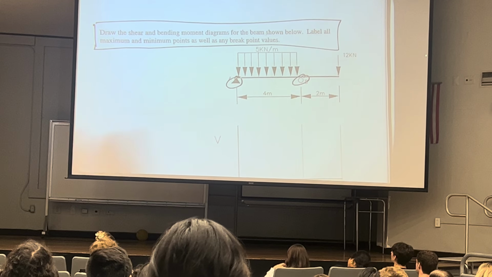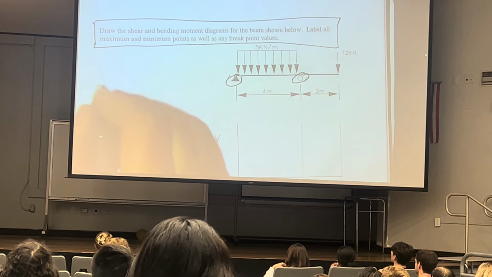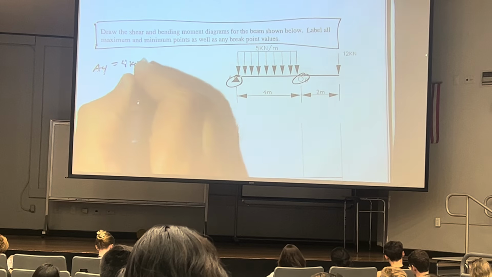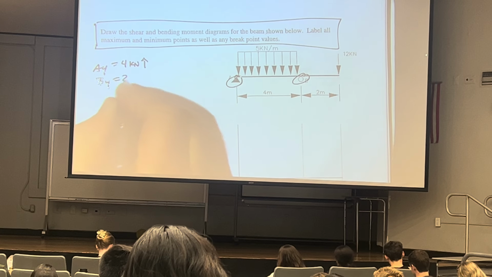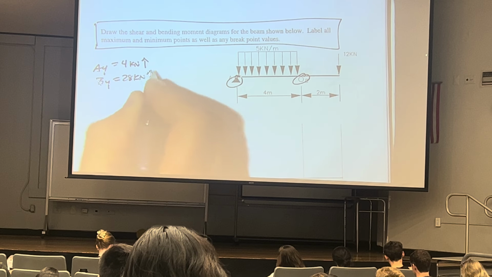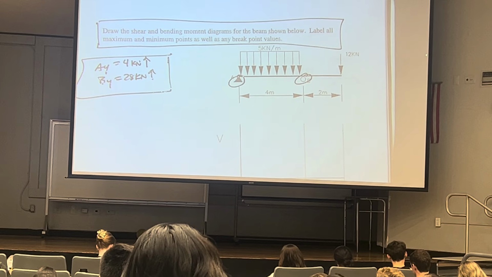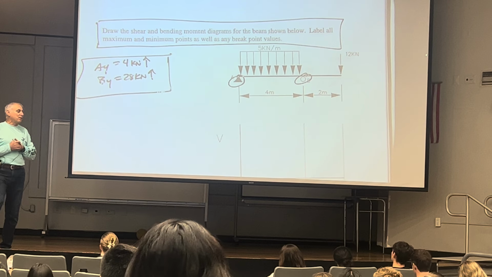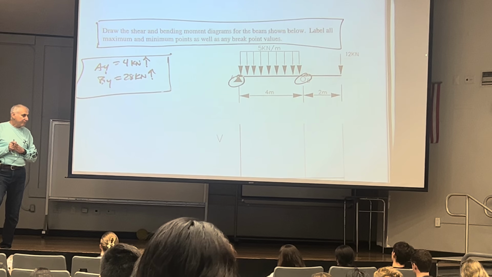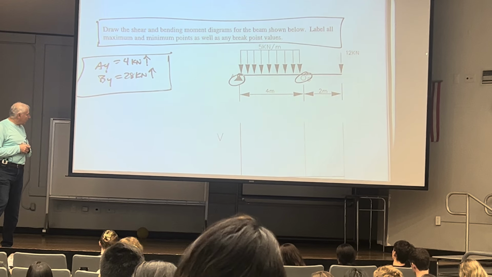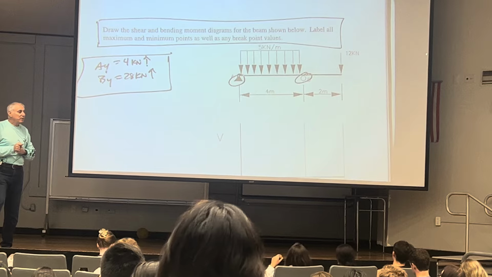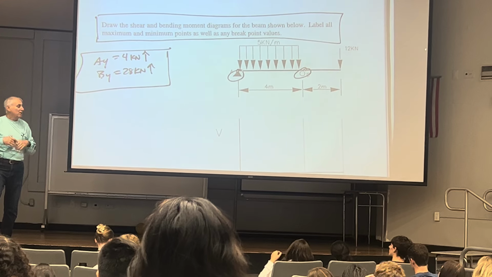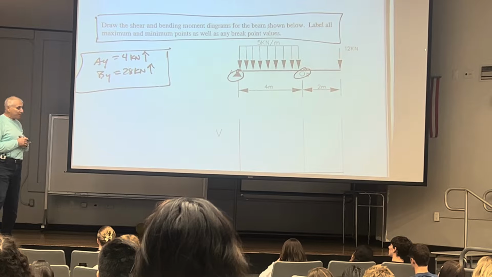Anyway, I'm going to give you the support reactions here. AY is 4 kilonewtons upward. BY is 28 kilonewtons upward. You can find those. All you have to do is use chapter 5, equilibrium of a rigid body. Reduce that load of 5 kilonewtons per meter to a single concentrated load at a known location, some force X, some force Y, some moments. You should be able to come up with AY, BY.